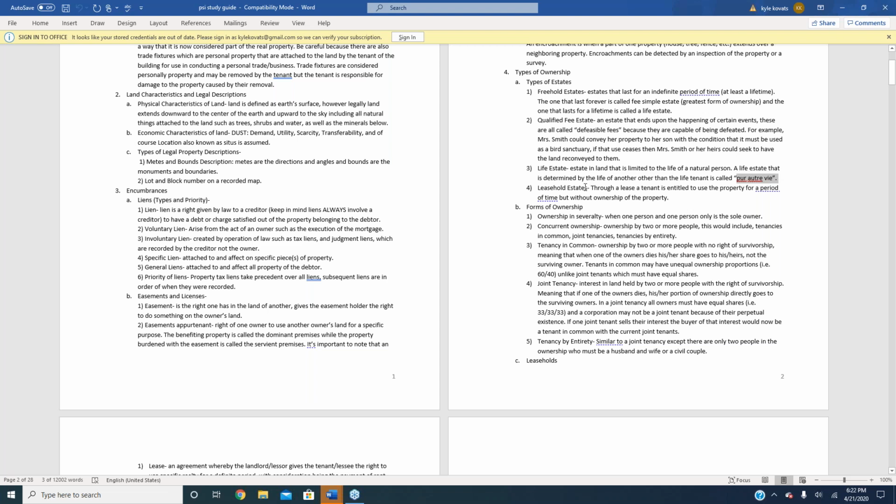And leasehold estates, these are just leases. Again, another word for this is to say non-freehold. Non-freehold and leasehold, they mean the same thing.